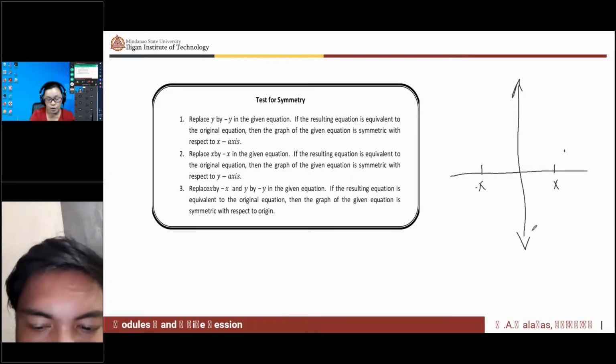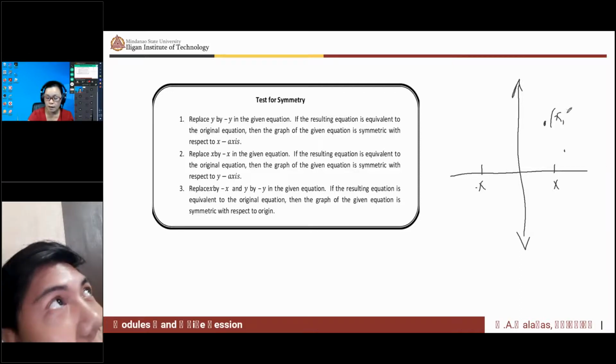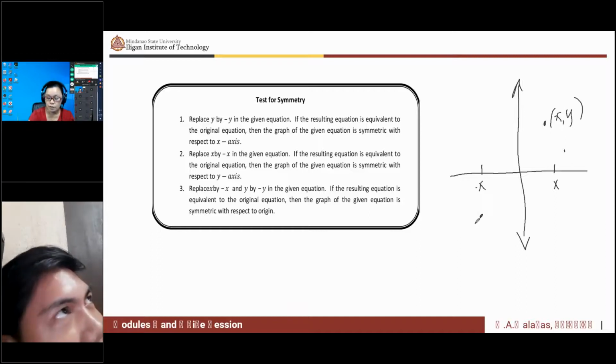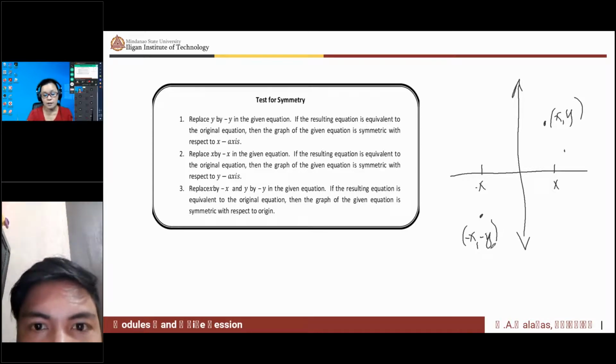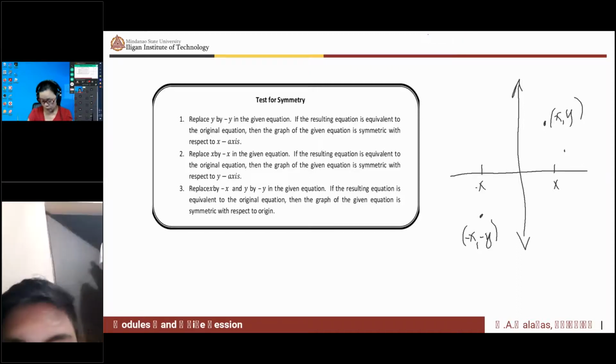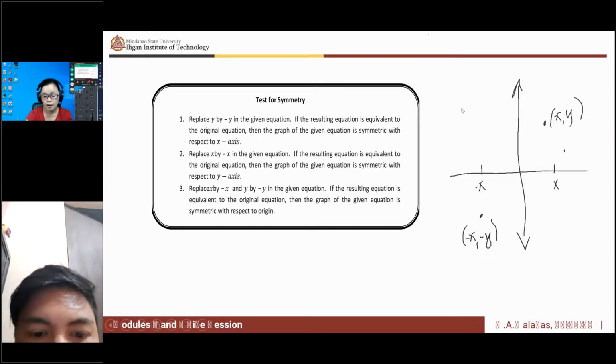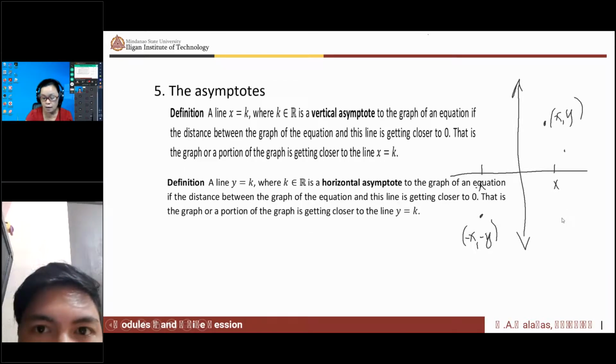With respect to the origin, you need to replace x by negative x and y by negative y. So if you have a point (x, y), then you need to replace it with (negative x, negative y). If it results in the same equation, then the graph is symmetric with respect to the origin. Okay. What else do we need?